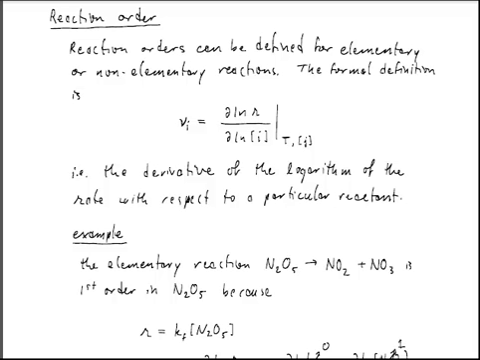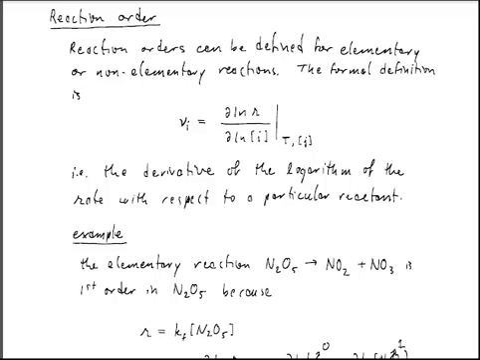The formal definition of a reaction order is this quantity given here. So if you have a given reaction rate, you take its logarithm and you plot that against the logarithm of the concentration of a species involved in that reaction, then the reaction order for that species is the derivative of the log of the reaction rate versus the log of the concentration. And what you're doing is you're holding the temperature and the concentrations of other species constant when you do this. The derivative of the logarithm of the rate with respect to a particular reactant gives you that reaction order. Note that this doesn't always have to be an integer, but for elementary reactions it is an integer.